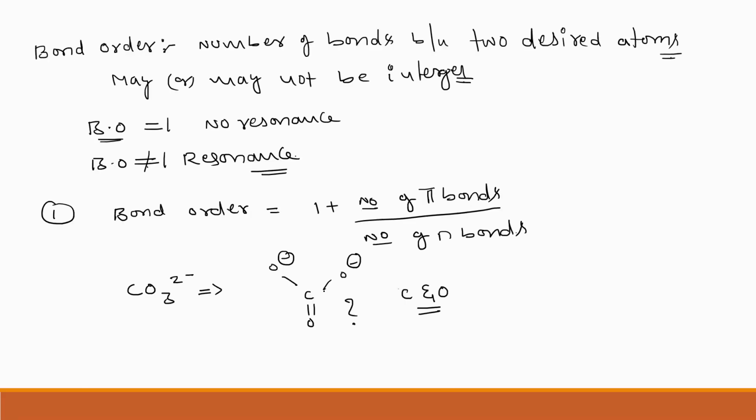See how many sigma bonds and how many pi bonds we have between carbon and oxygen in this structure. Here we have only one pi bond, and 3 sigma bonds. Let's substitute these values: 1 plus number of pi bonds, which is 1, by number of sigma bonds, which is 3. So 3 plus 1 is 4, and the bond order is equal to 4 by 3. This is one method to calculate the bond order.